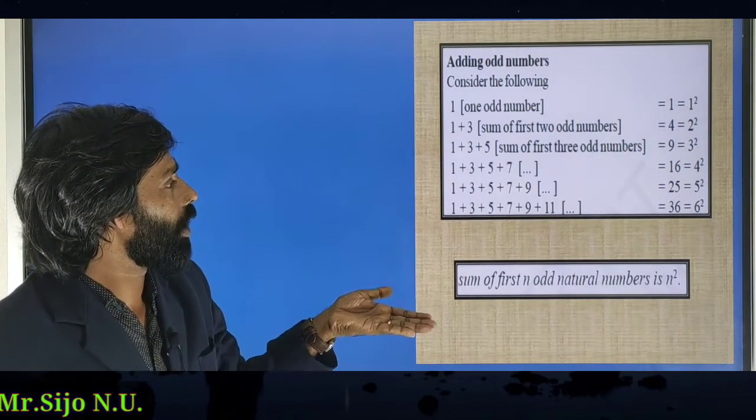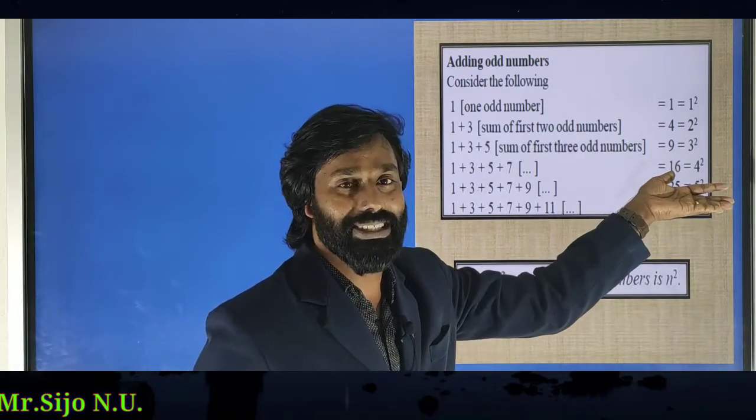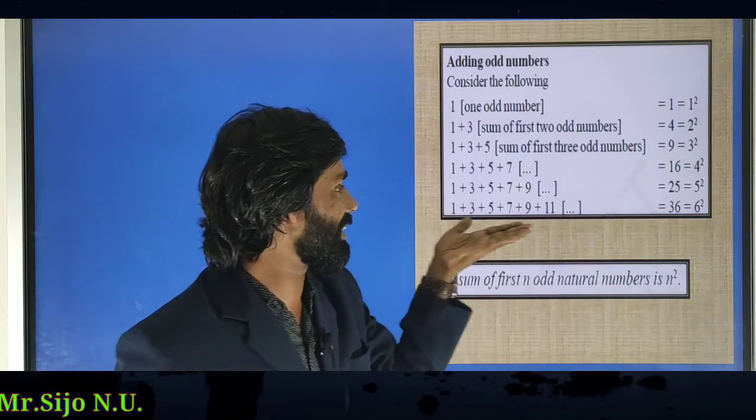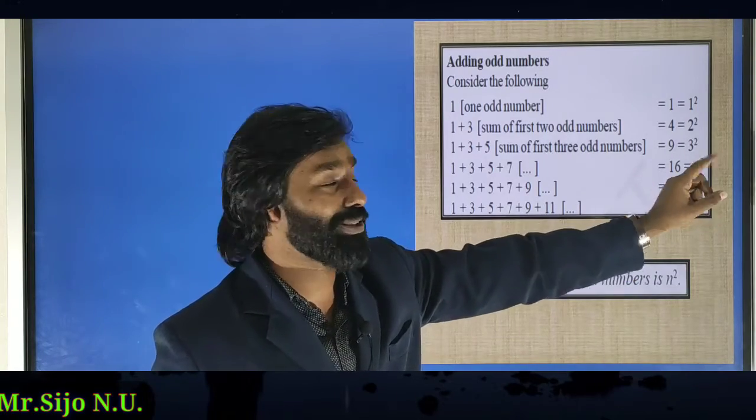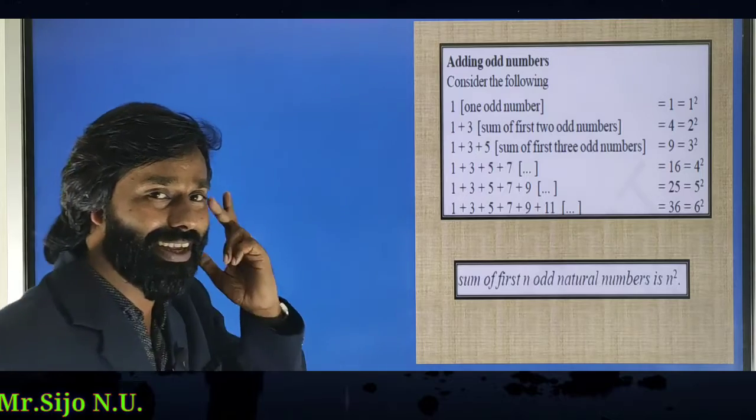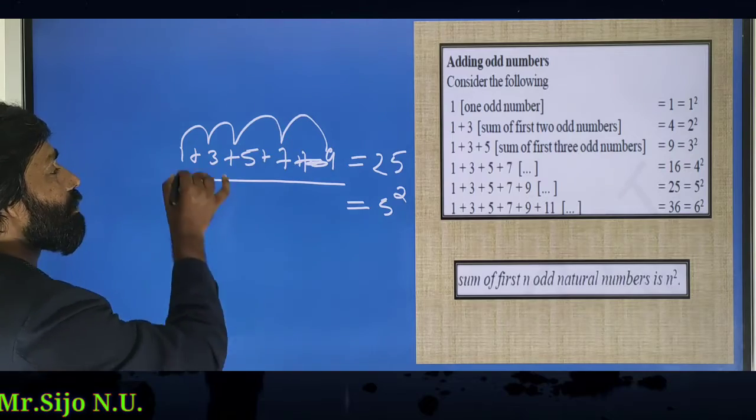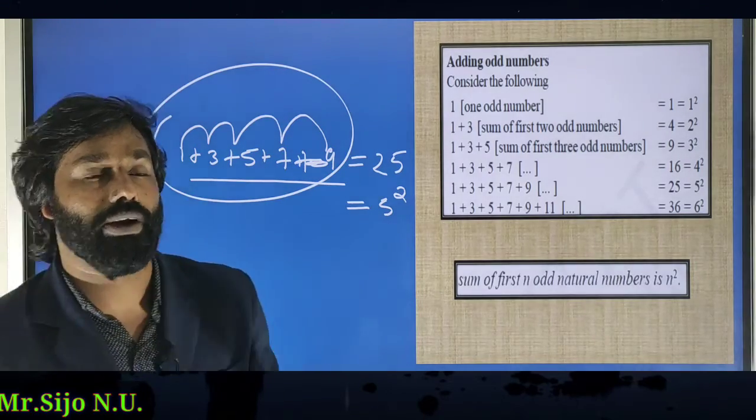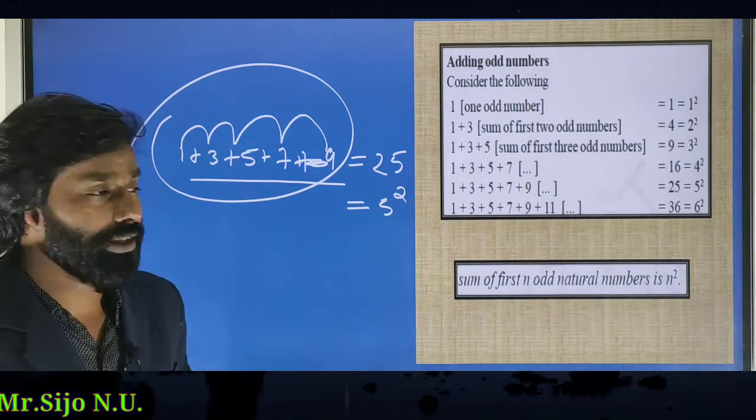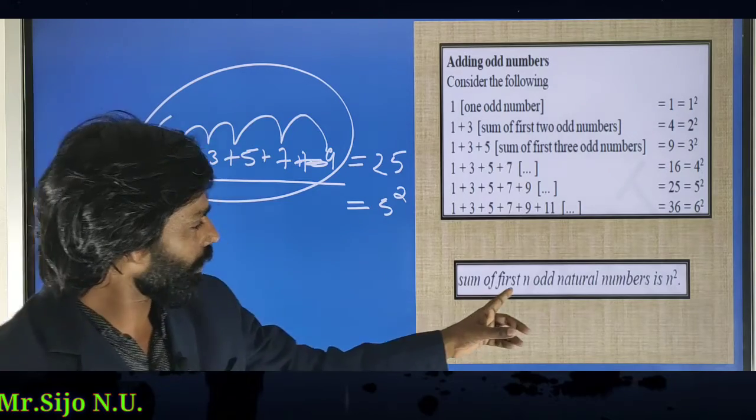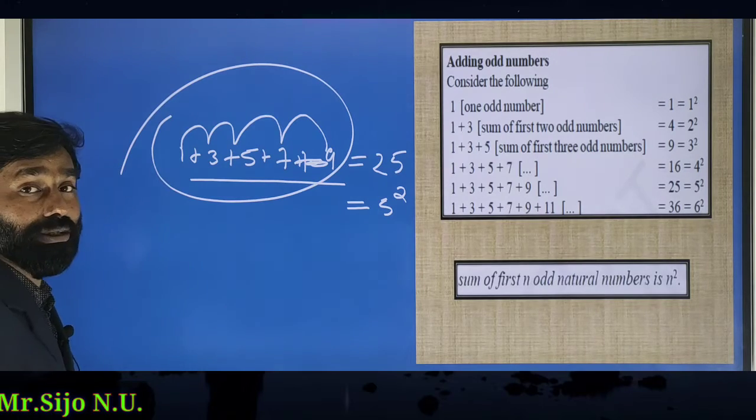Now the next one, 1 plus 3 plus 5 plus 7, what are we getting? When we add, we get 16. This is the sum of the first 4 odd numbers, so we can connect it as 4 square. So I think you get what this pattern follows. This is the sum of the first 5 odd numbers, and we are getting 25. So we can generate an equation from this pattern. The sum of the first n odd numbers is n square.